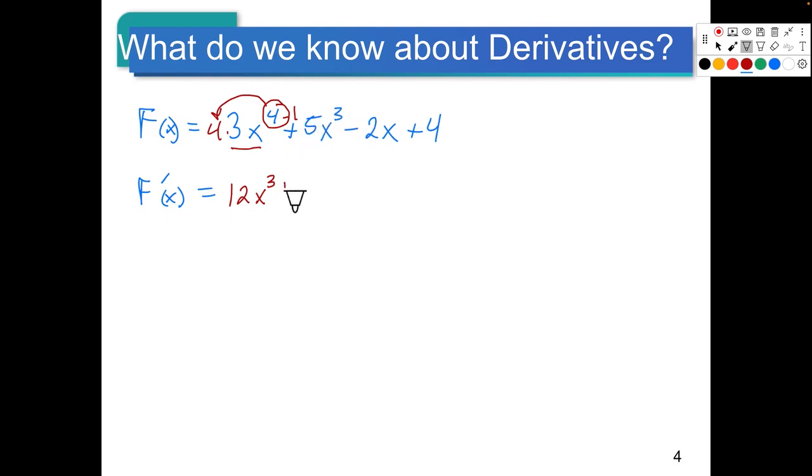Then we'll do the next step. 3 times 5, we'll go a little bit faster, is 15x squared, subtracting the 1. Over here we've got 1 times 2, which gives us a negative 2. That's x to the 0, so we don't write that, but you could. And then the derivative of 4 is 0. Okay, I wanted you to see each of those steps.